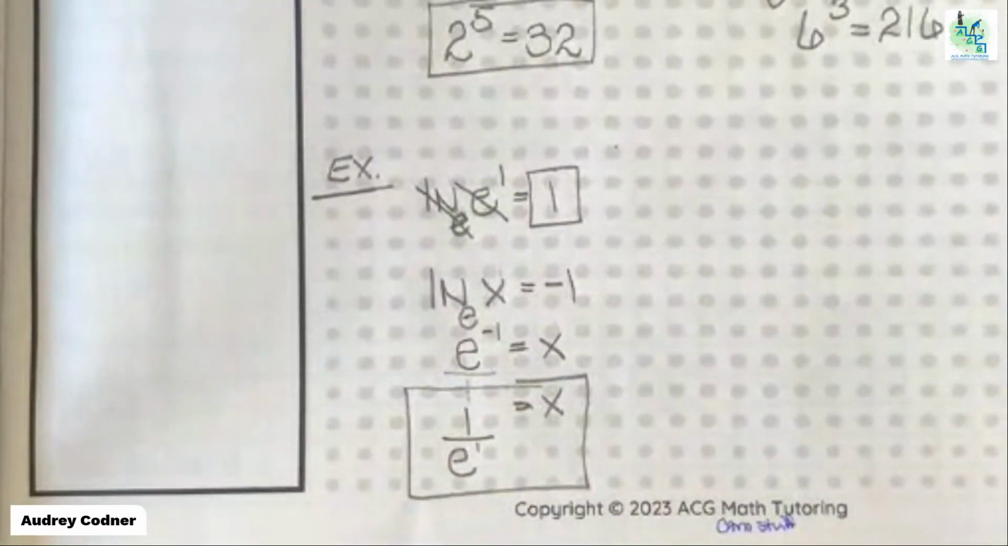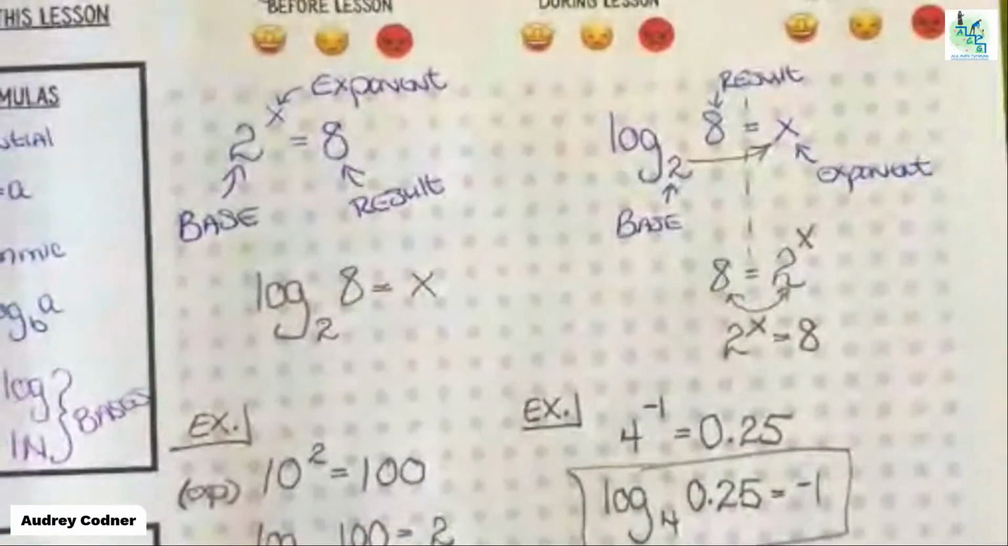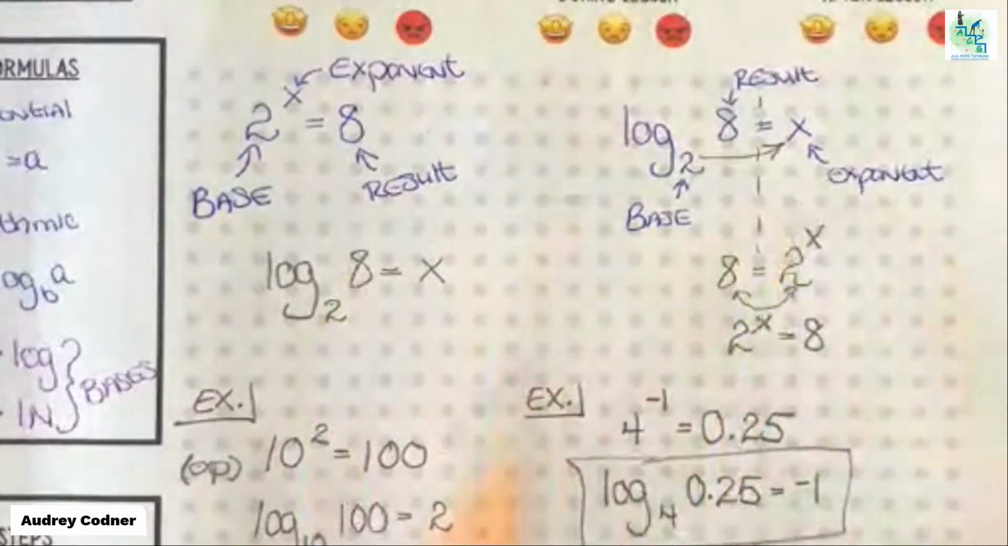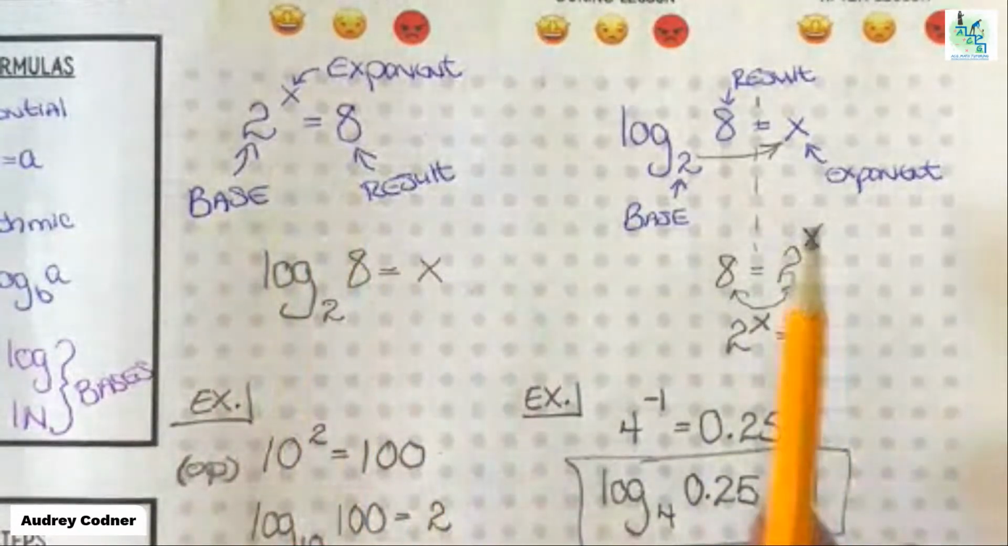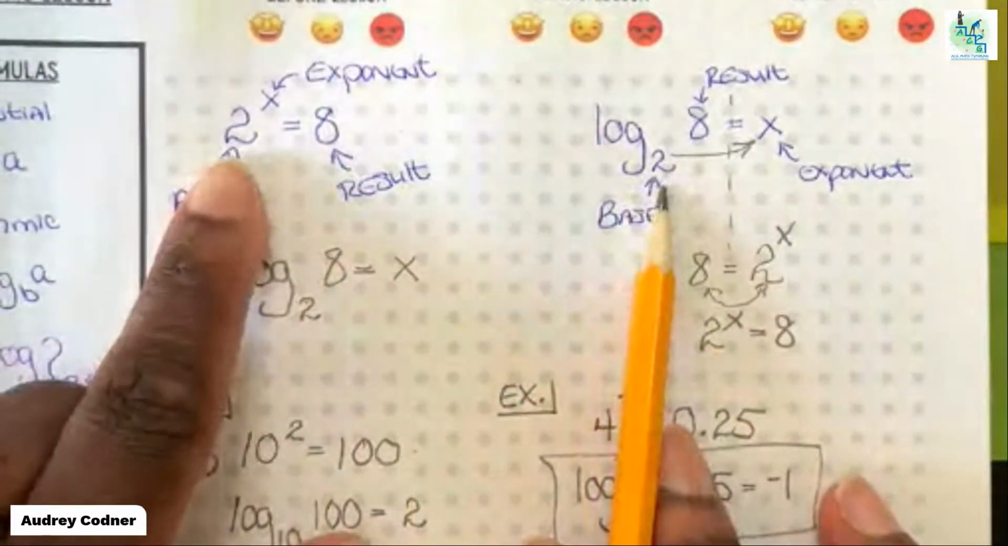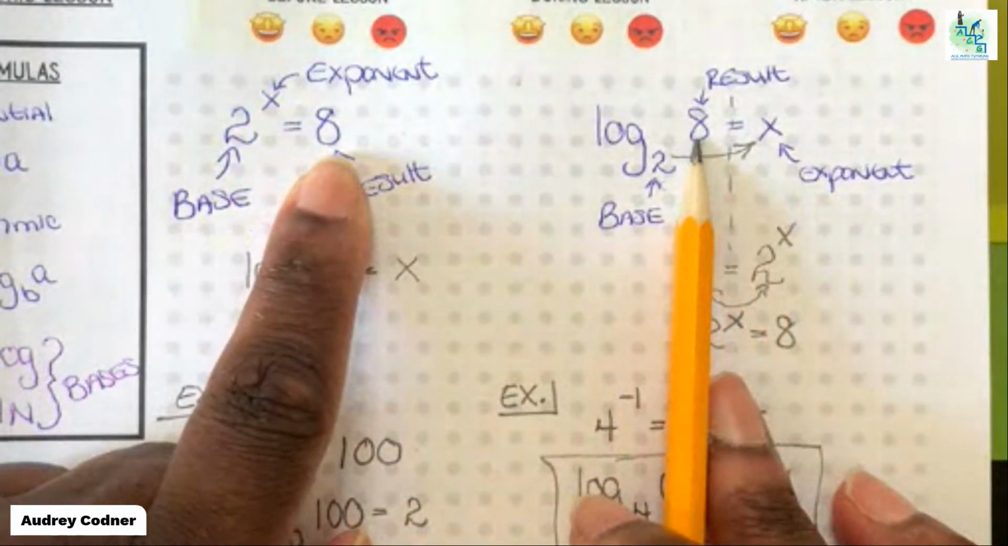Okay. All right. So you have your logs, you have your exponentials. The way you go from an exponential to a log and the way you go from a log to an exponential, it's all relative depending on what you're looking at. So my suggestion, it's going to be this piece up here. So 2 raised to the x is equal to 8. And then you have your base of 2, you have your exponent, and you have your result.